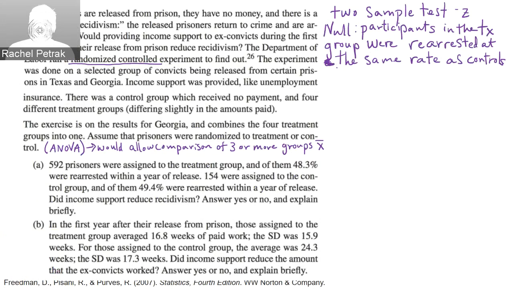Okay, our null hypothesis would say that participants in the treatment group were rearrested at a lower rate. Why are we interested in that direction? Well, because we want to know if there's an effect of this treatment.